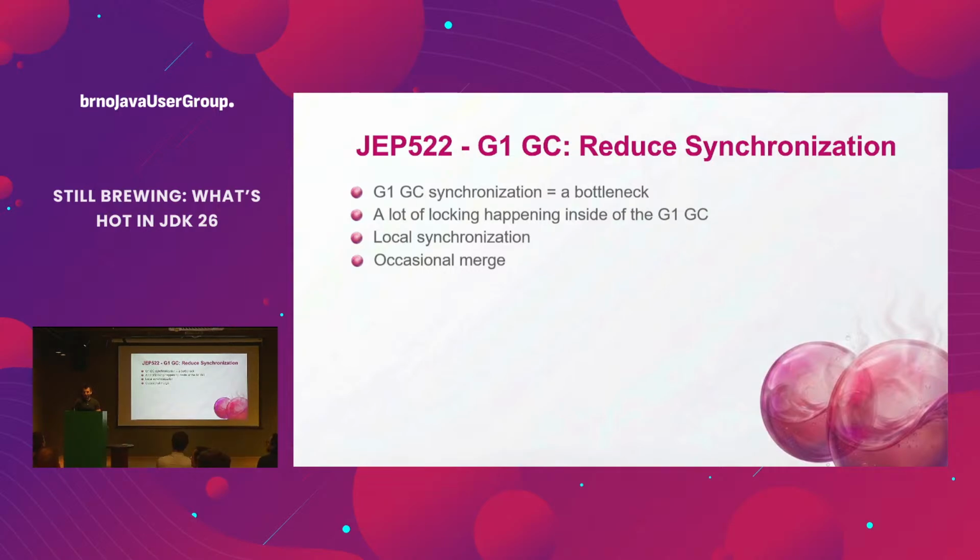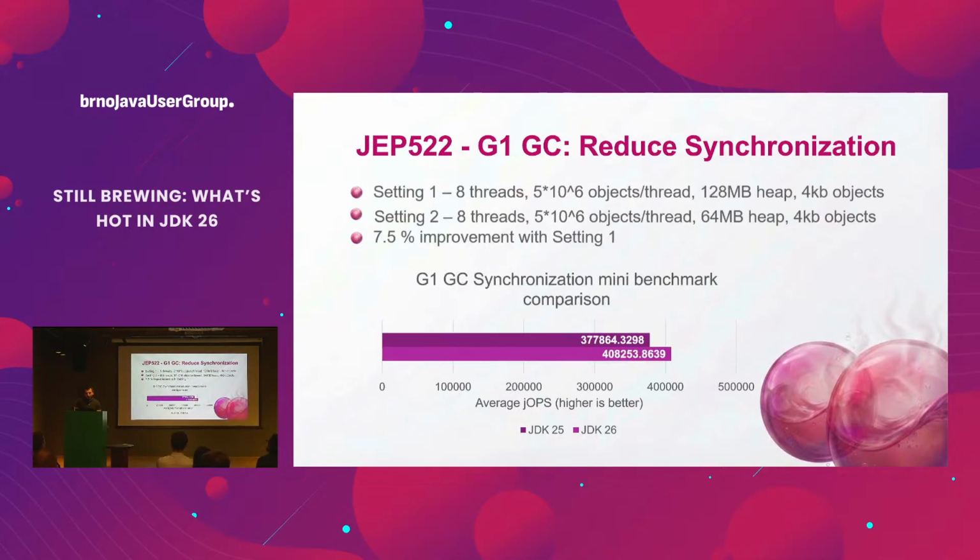Okay, sorry. Another JEP is about G1 GC, garbage collector G1, and supposedly it had a lot of synchronization, and that synchronization was a bottleneck. There was a lot of locking happening inside of G1. So what it does now, it's supposed to do a local synchronization between the objects and then occasionally merge it. Honestly, I was not able to reproduce it.